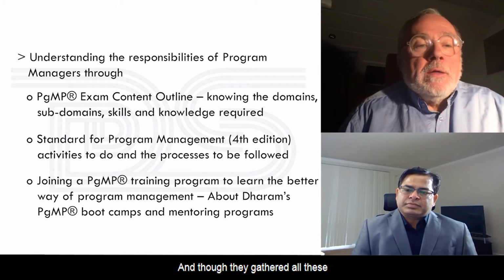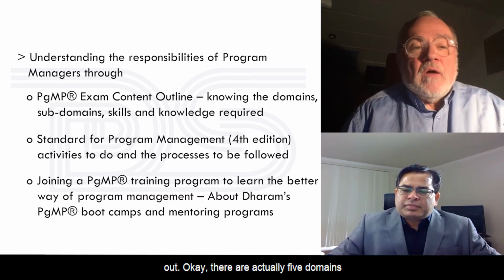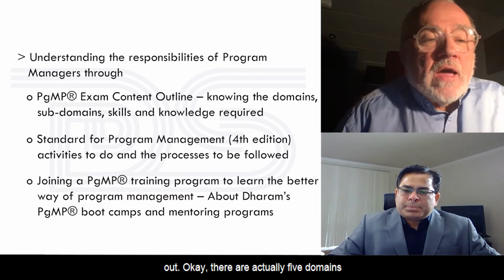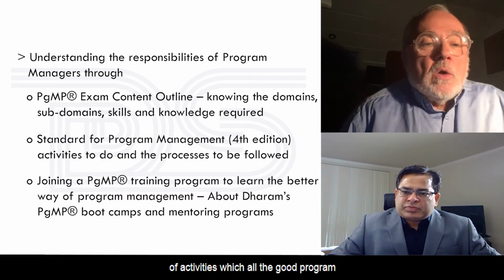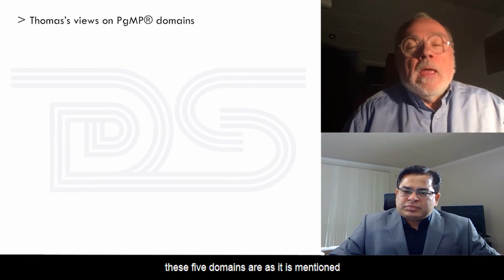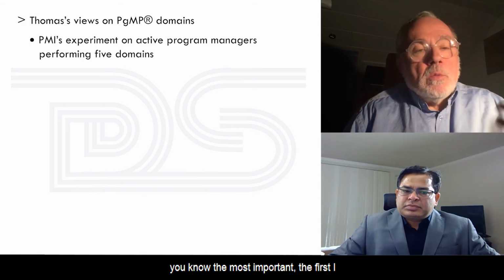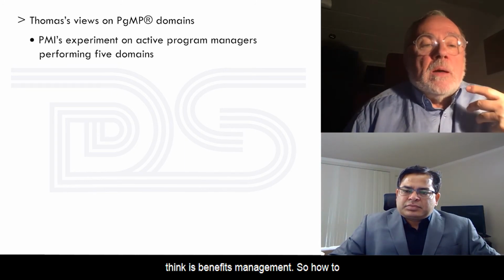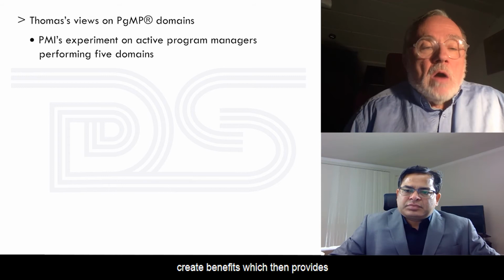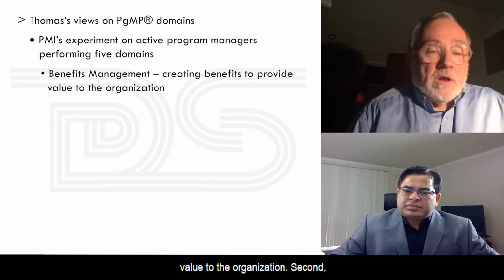And they gathered all these answers and replies, and then they found out there are actually 5 domains of activities which all the good program managers out in the world are doing. And these 5 domains are, as you mentioned, the most important, the first, I think, is benefits management. So how to create benefits which then provide value to the organization.